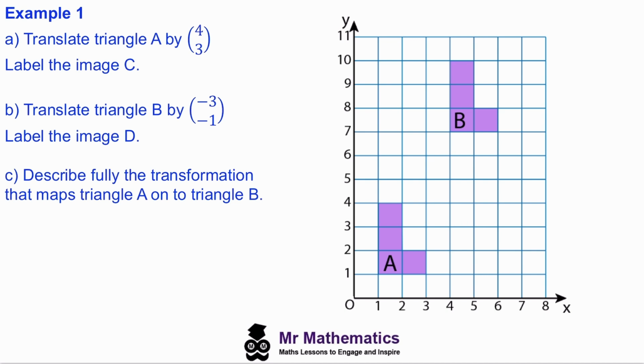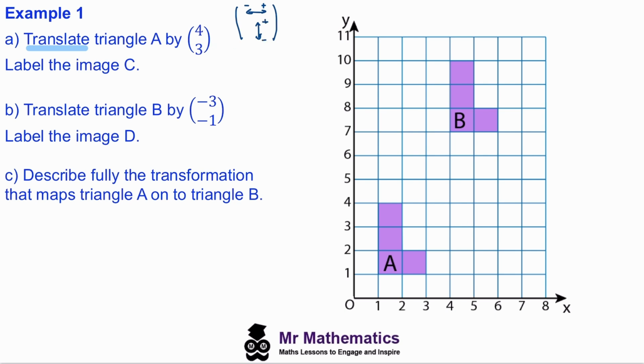Okay, so for example 1, we're asked to translate triangle A by the translation vector (4, 3), and then to label the image C. So when we translate an object, we move its position to somewhere else on the grid, but we don't change the object itself. And this translation vector tells us how we move it. The top number specifies the horizontal movement, and the bottom number specifies the vertical movement. So if the top number is positive, we move the object to the right, and if it's negative, we move it to the left. For the bottom number, if this is positive, we move it up, and if it's negative, we move it down.